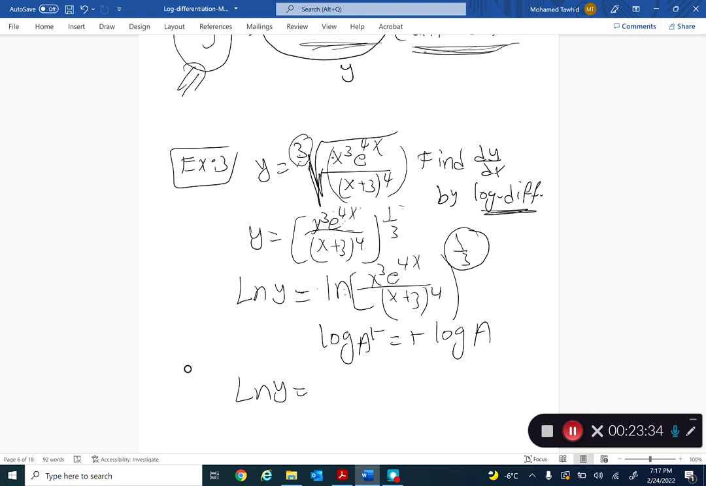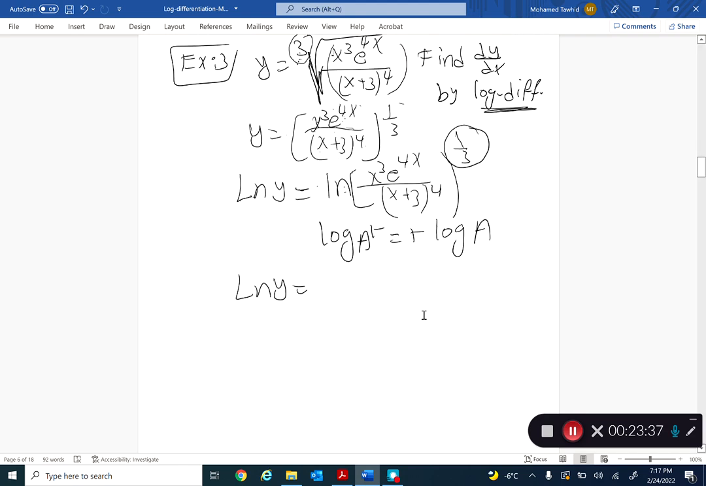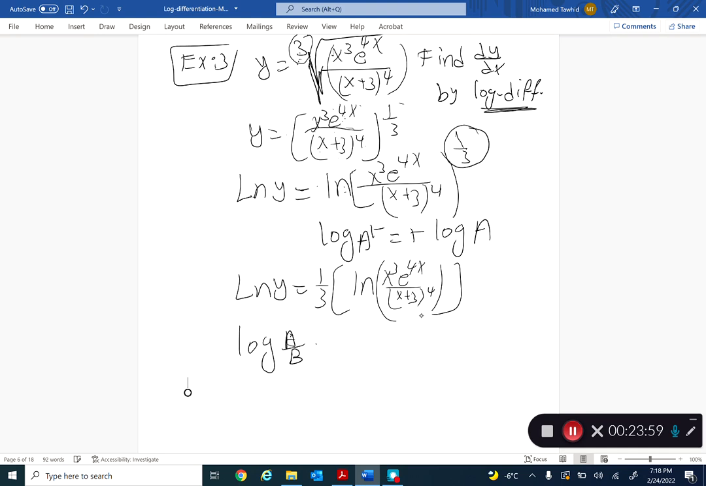Step number 2, I have to use the laws of log to simplify as much as we can before I take the derivative. So here your r, 1/3, I can put in front. Open bracket, it will be ln of x cubed e to the power 4x divided by (x plus 3) to the power 4, the whole thing. And now I have to recall, if you have log a over b, it will be log a minus log b.